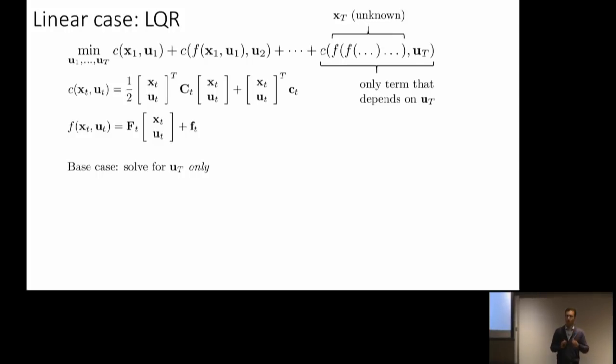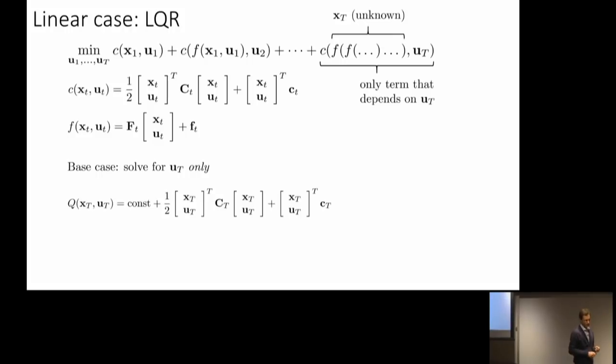So what we're going to do in the LQR algorithm is we're going to treat this X capital T as an unknown, but we'll first solve for U capital T in terms of X capital T, and then we'll recurse backwards through time to remove that dependence on this unknown variable. So first we'll solve for U_T in terms of X_T. So how do we do this? Well, at the very last time step, there's only one cost term that depends on U_T, which means that the Q function, which is now the cost to go rather than the reward to go, just has this one term, the cost term, and some constants that we don't care about.